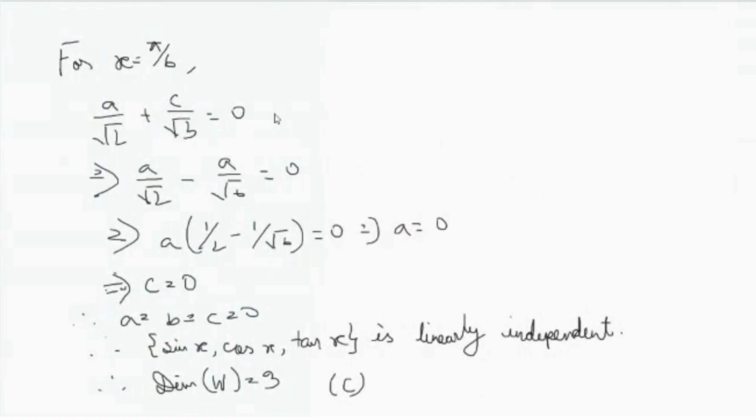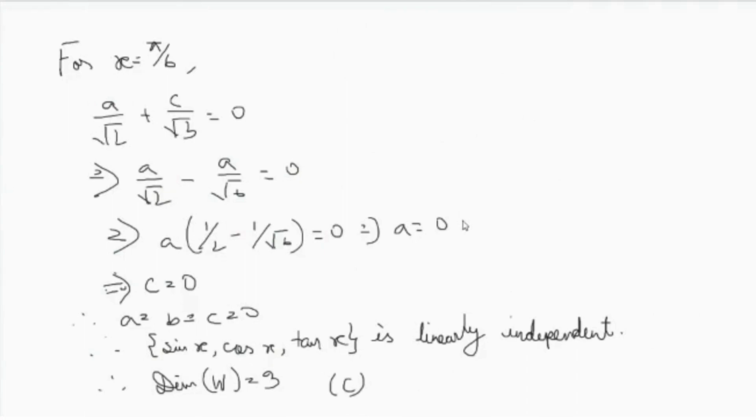For x equal to pi by 6, a sin x plus c tan x comes out to be a by 2 plus c by root 3, which is equal to 0. From earlier, we have obtained that c is equal to minus a by root 2. So we simply substitute it here, and we obtain a by 2 minus a by root 6 is equal to 0, which simplifies to a is equal to 0. And since c is equal to minus a by root 2, c is 0 as well. So we have observed that a is equal to b is equal to c is equal to 0.